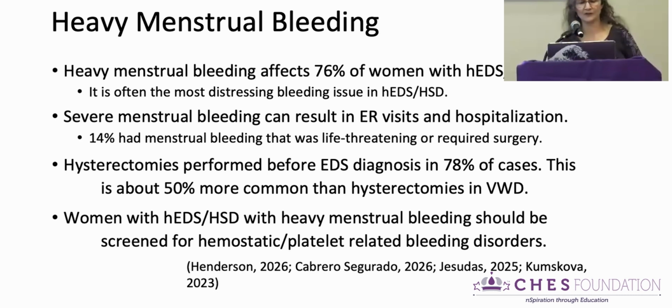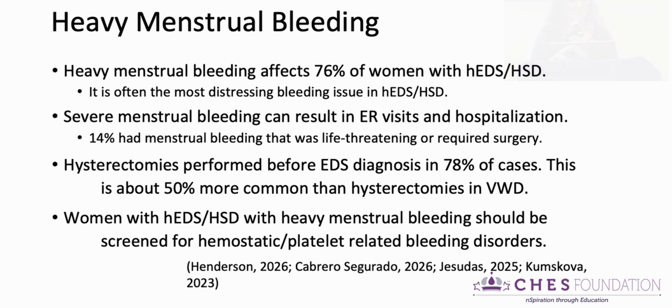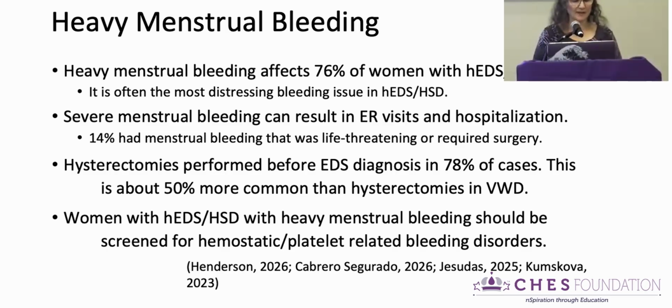Heavy menstrual bleeding affects 76% of women with hypermobility, and is often the most distressing. As we've heard here, it's a significant problem, and it's severe enough to lead to hospitalizations and surgery, and hysterectomies. Once I started looking for bleeding disorders, I realized that of my adult women patients, half of them complained of heavy menstrual bleeding, and the other half had had hysterectomies because of heavy menstrual bleeding, sometimes hysterectomies in their 30s.